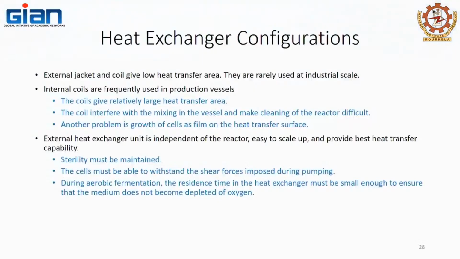Then you have your internal coils, which are frequently used in the production vessels. The coils give a relatively large heat transfer area because you need more surface area for the transfer of heat. The coils interfere with the mixing in the vessel and make cleaning of the reactor difficult. If you have internal coils, because they are inside, everything is going to go over the coil.